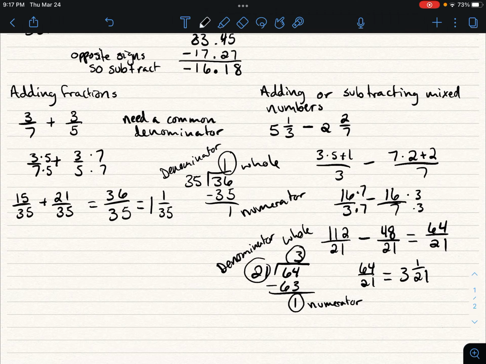Okay, that is what you're doing on the test from 2-9. You're adding or subtracting decimals. You are adding or subtracting fractions. And you're adding or subtracting mixed numbers.